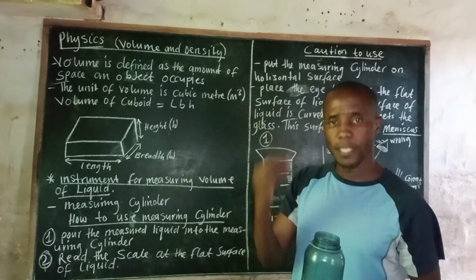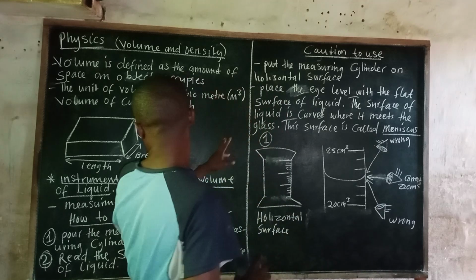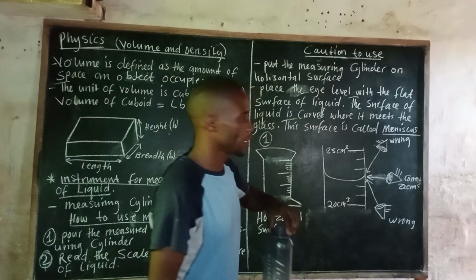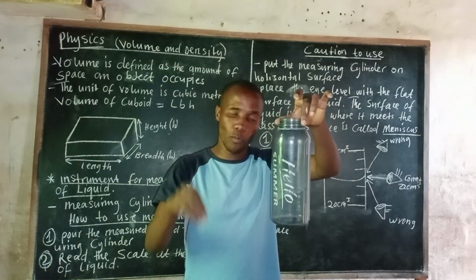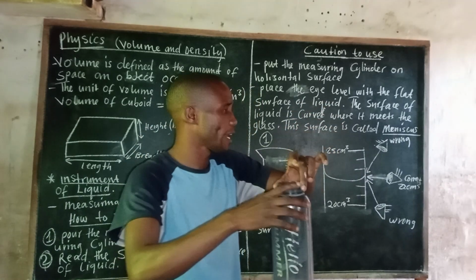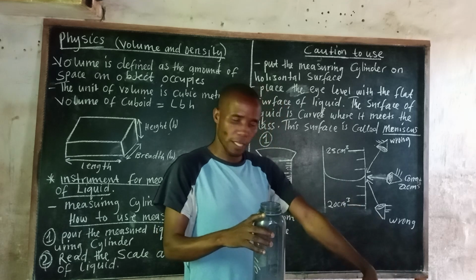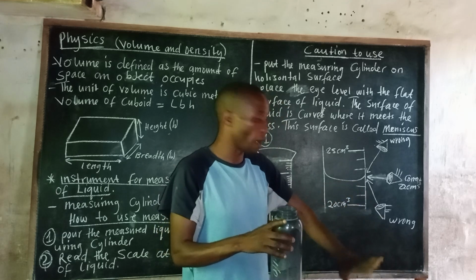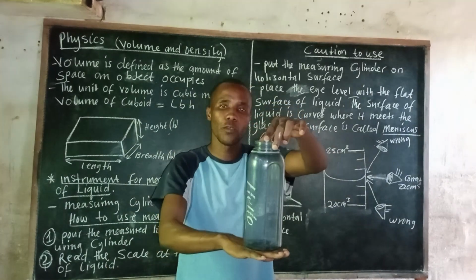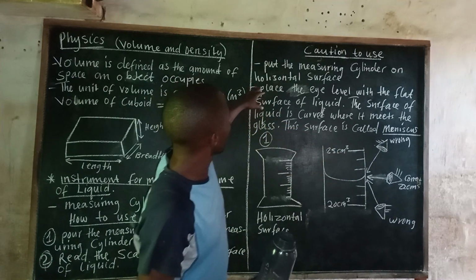Now, here we are told that we have put the measuring cylinder on a horizontal surface. It's important that as you are measuring water or liquid, the instrument that you are using, which is called the measuring cylinder, you should put it on a horizontal surface, not on a slope or surface like this one. No, avoid that. Just put it on a horizontal surface like this, as they have actually told us.